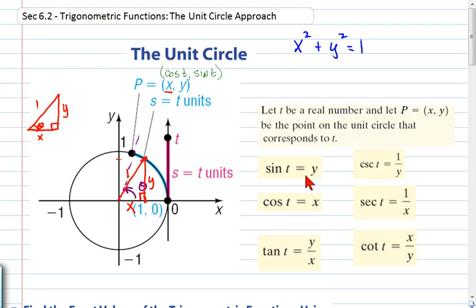Now, I'm explaining this as if you've had some trig before somewhere in your life. Is there anybody who has never had trigonometry? Okay, I'm counting on you two to ask lots of questions.